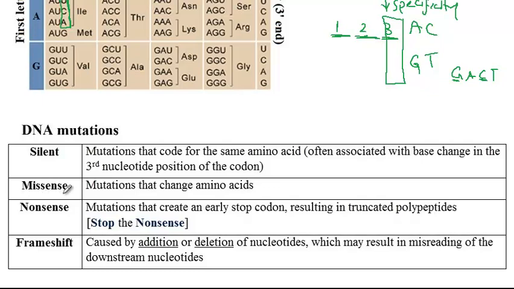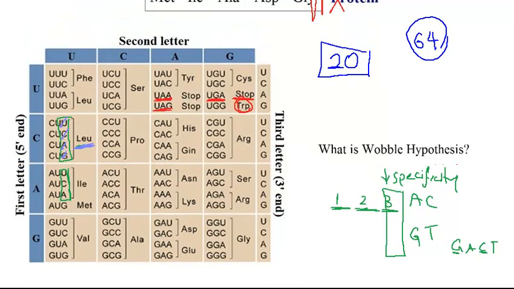Now, how about missense mutation? Well, when we have a mutation that changes the amino acid, that is an example of a missense mutation. And let me give you an example here. If here we have a mutation that changes A into G, then we are having alanine incorporated instead of threonine. And so that's an example of a missense mutation.